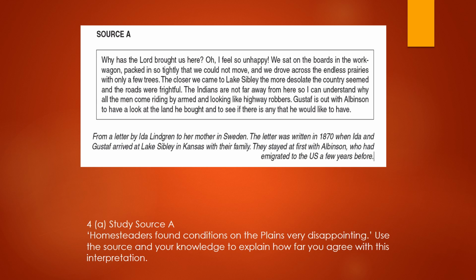The first thing I do is I look here. I'm looking at the provenance. This is the bottom bit of the source, which tells me who it's from and why. So this is from a letter to a mother in Sweden. So interestingly, we're already talking about somebody who is not from America. The letter was written in 1870. We could do something with the date.